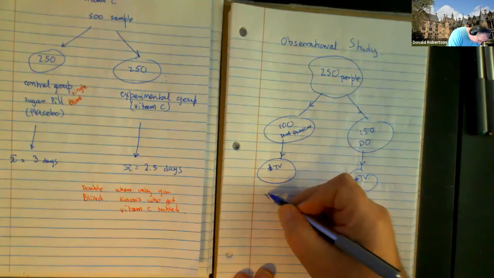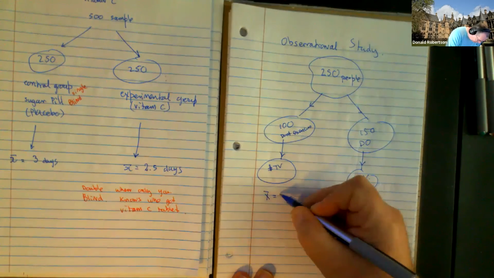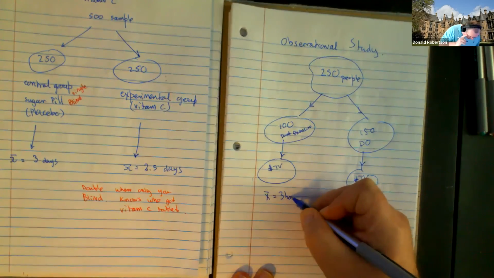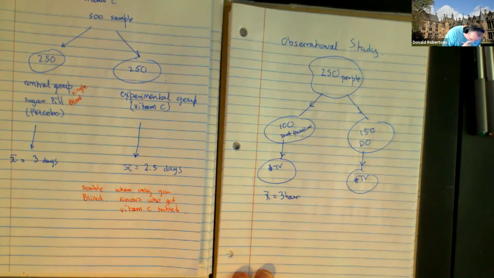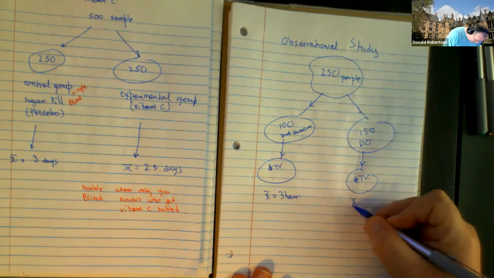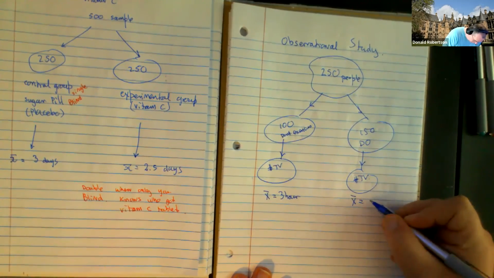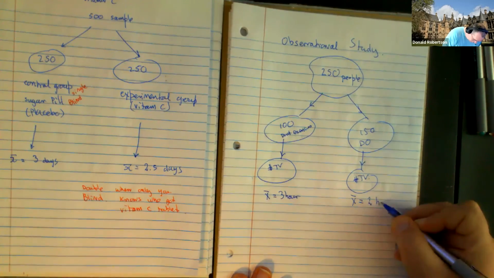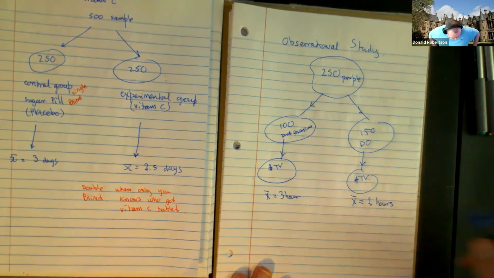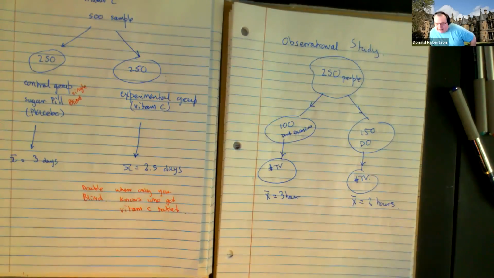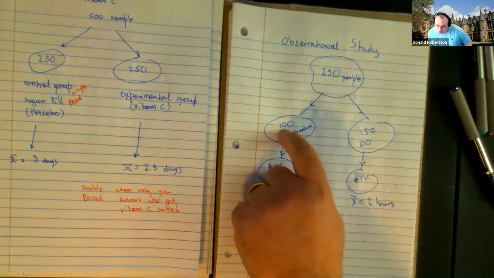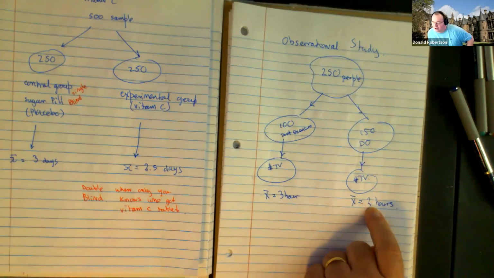And let's just say, for argument, that in a typical day, the people who don't do exercise watch TV for 3 hours, and the people who do exercise only watch it for 2 hours. And so you might think, hey, what's the connection? Well, you could make the connection all sorts of ways. People who watch TV a lot don't exercise. People who don't watch TV a lot do exercise.